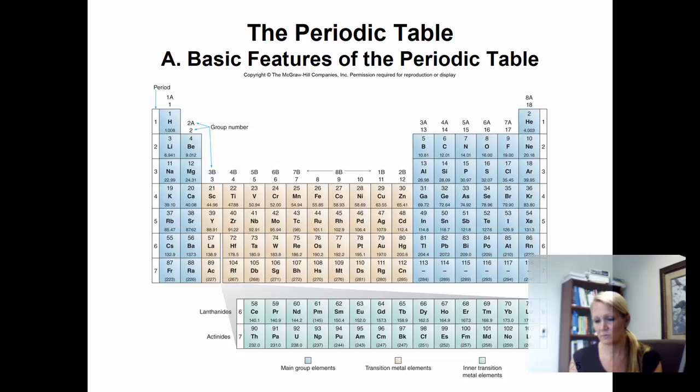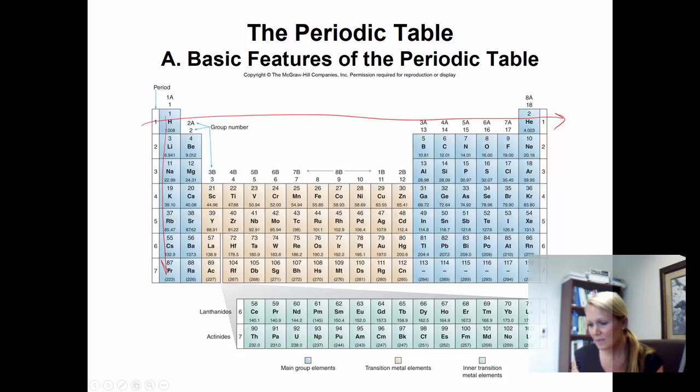Alright, so here's what I'm talking about. So let's point it out. A group runs this way, so this is group 1A. They run vertical. Periods run horizontal. Your first period here is going across this top. Students often forget that. They want to start here. So that's your first period. Here's your second, third, fourth, and so on.